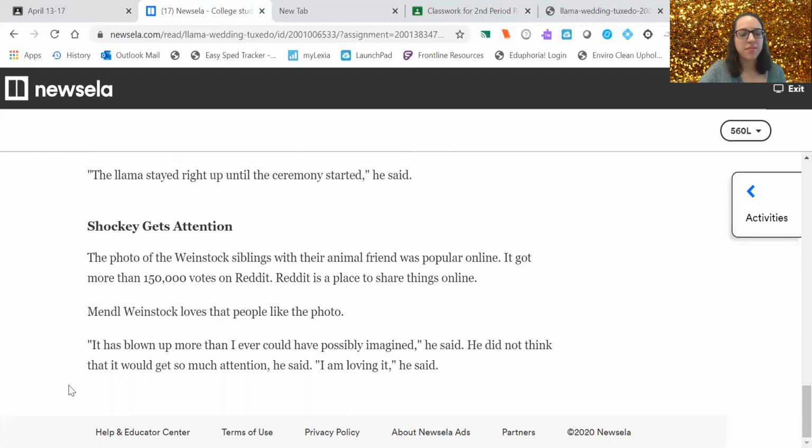Shocky gets attention. The photo of the Weinstock siblings with their animal friend was popular online. It got more than 150,000 votes on Reddit. Reddit is a place to share things online. Mendel Weinstock loves that people like the photo. "It has blown up more than I ever could have possibly imagined," he said. He did not think that it would get so much attention, he said. "I am loving it," he said.